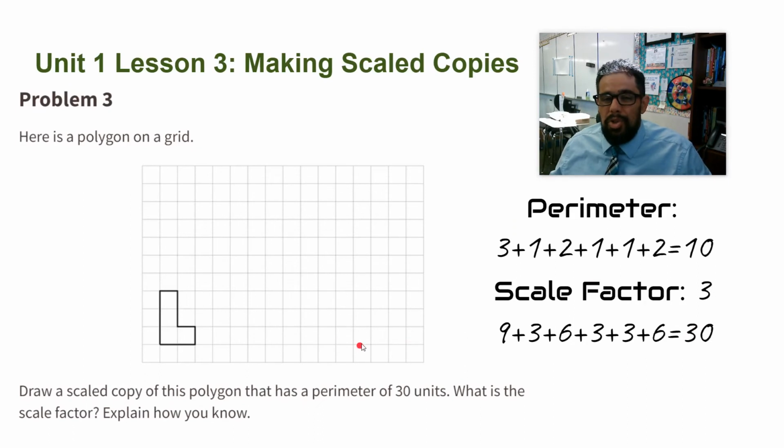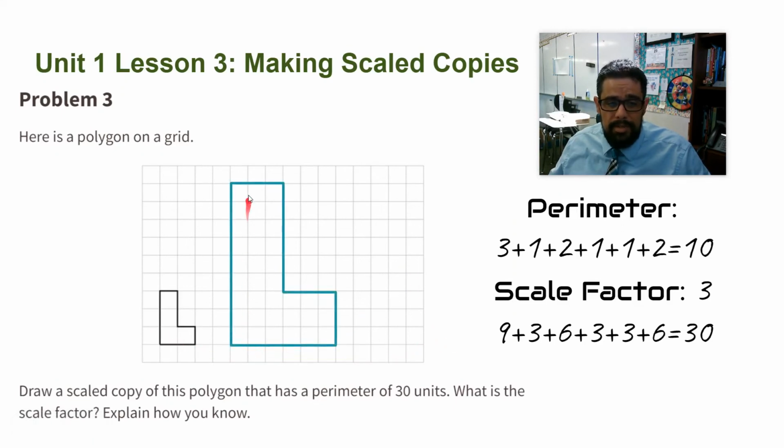So now I'm going to show what the drawing is going to look like. So this side right here is 3. In the scaled copy, it's going to be 9. And you can count them right here. This is 9. The top side here is 1. In the scaled copy, it's going to be 3. Same thing here. This side is 2. In the scaled copy, it's 6. 3, 3, and 6. And if you count going all the way around the figure, it's going to have a perimeter of 30.